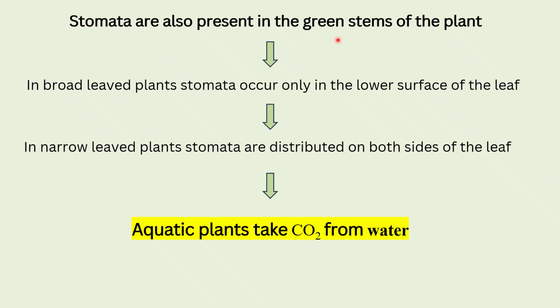So stomata are also present in the green stems of the plant. In broad-leaved plants, stomata occur only on the lower surface of the leaf. In narrow-leaved plants, stomata are distributed on both sides of the leaves. Aquatic plants take carbon dioxide from water.